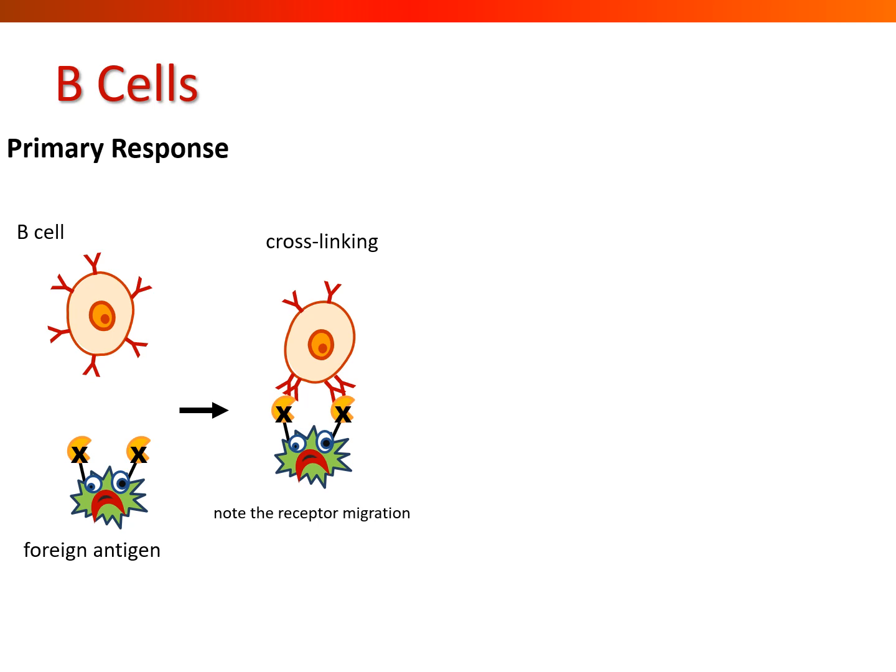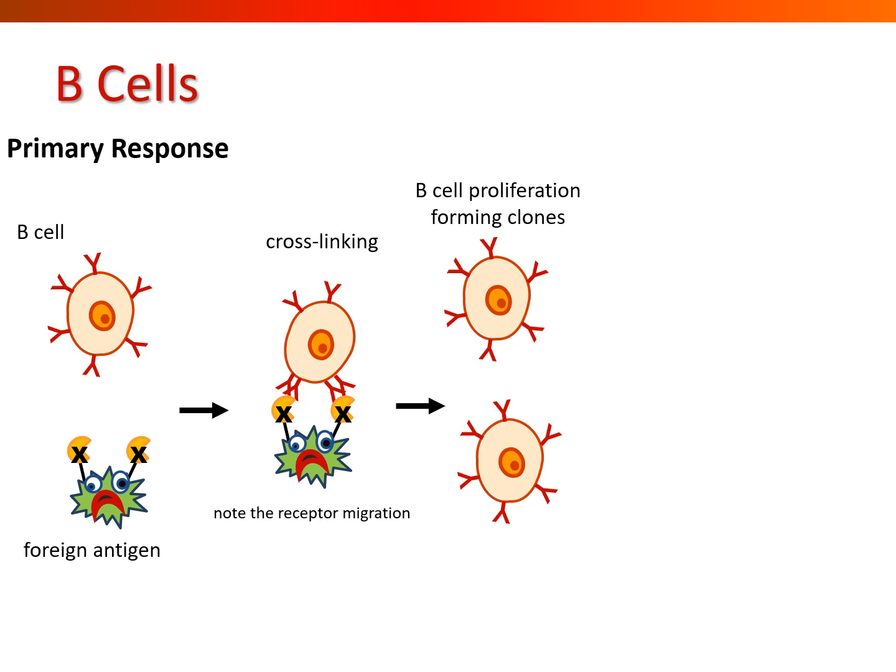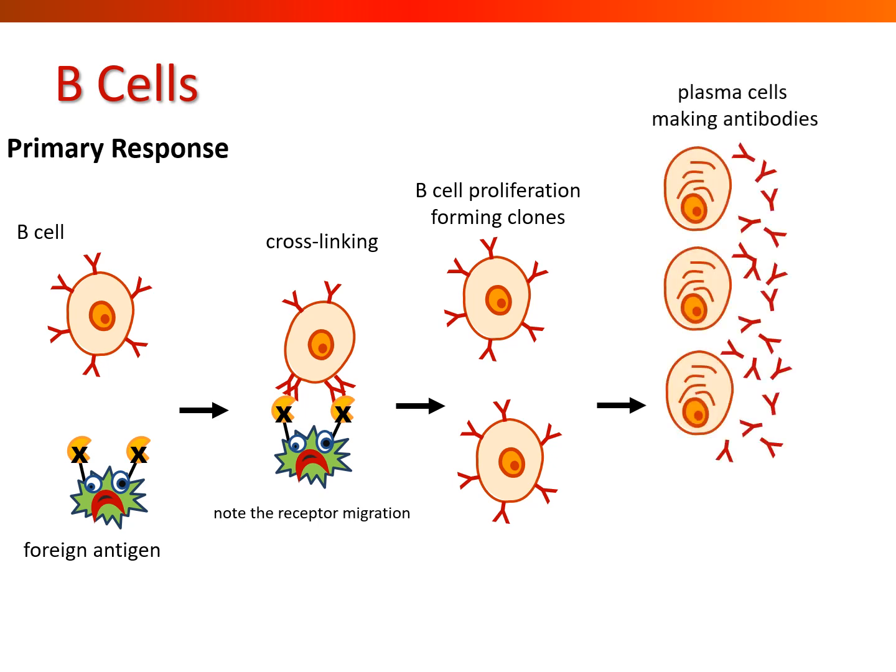Once we have this cross-linking happening, then our B cell is going to proliferate. It's going to make clones of itself. So it's going to say, oh, I've been stimulated. I'm going to make a whole lot of me. And then in the process of this clonal proliferation, some of these B cells are going to differentiate and become plasma cells that are going to make antibodies. And then some of them are going to differentiate and become memory B cells. All right, so this is what happens on the primary response when a B cell encounters a pathogen for the first time. All right, so this is our first response.